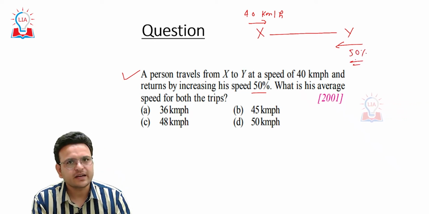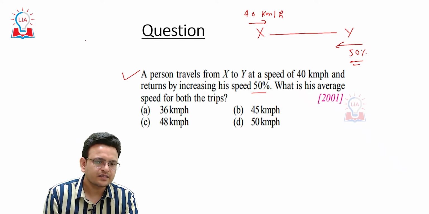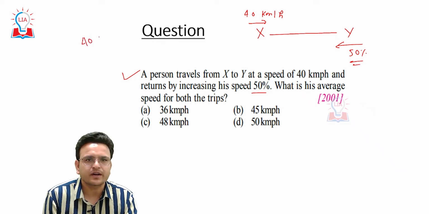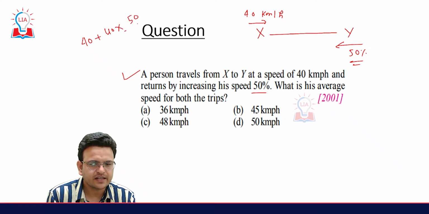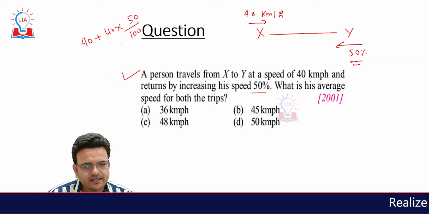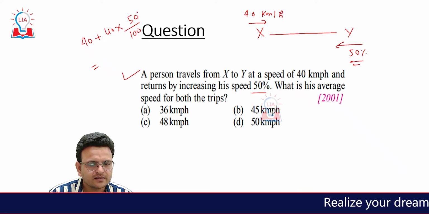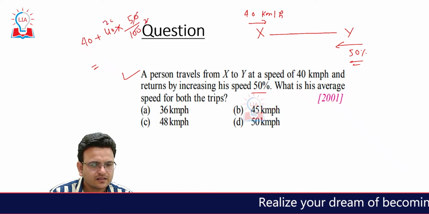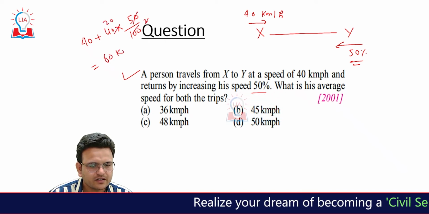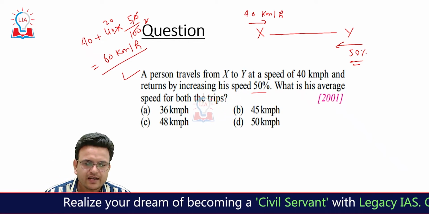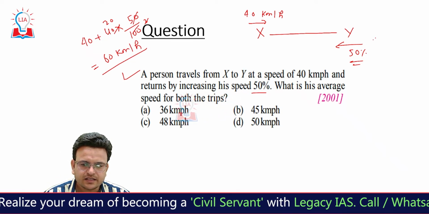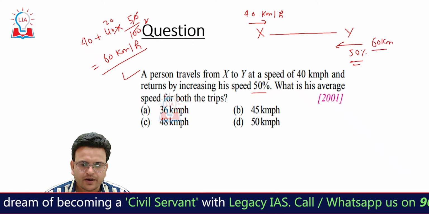In the percentage chapter, I have explained that he is going with 40 km per hour and his speed is increased by 50%. So while returning, his speed will be 60 km per hour. Hope you are able to understand this also. So while returning, his speed is 60 km per hour.